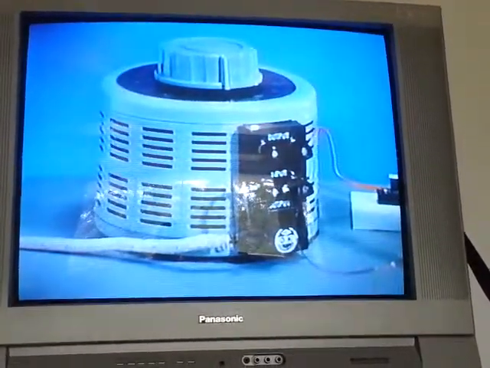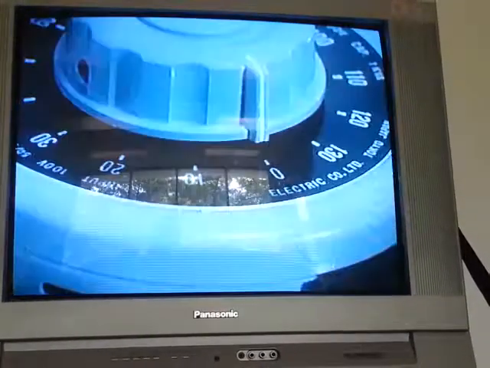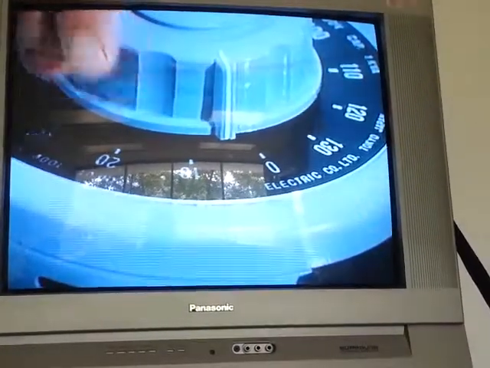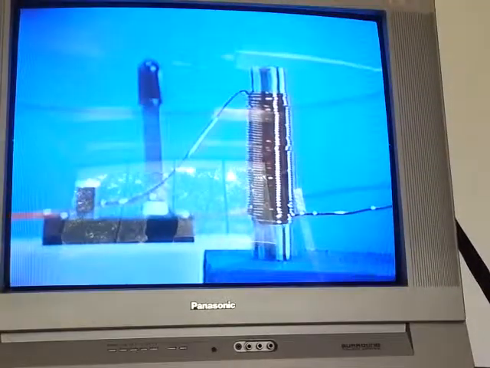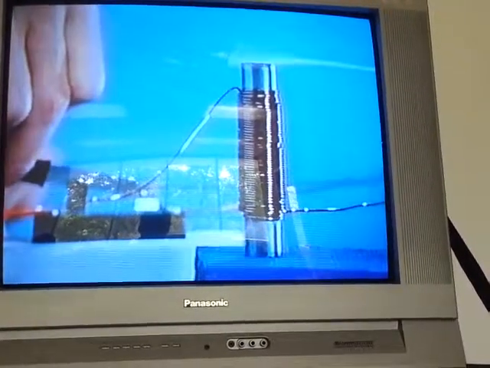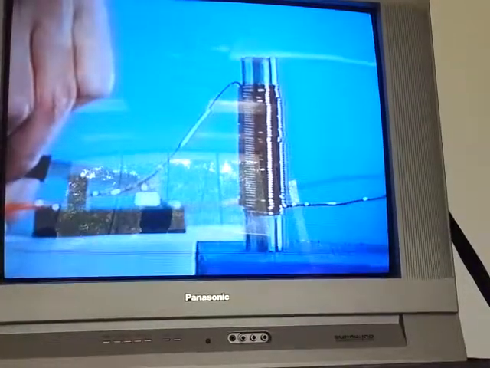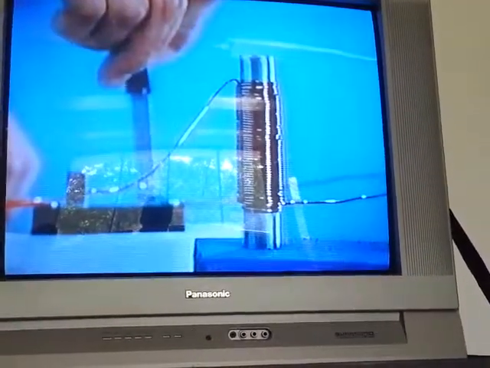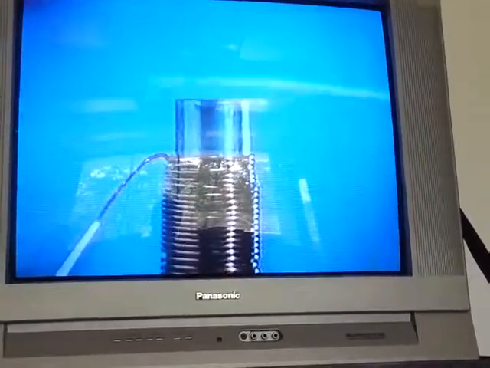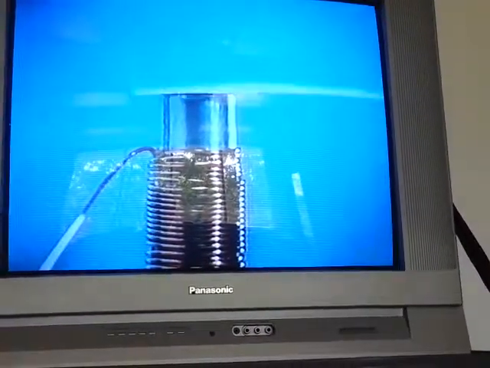We'll now try it with the alternating current. Let's raise it to, say, about 6 volts. Now we switch it on. It goes up and down this time, doesn't it? When the alternating current is applied, the object not only sticks but also separates and repeats this movement.